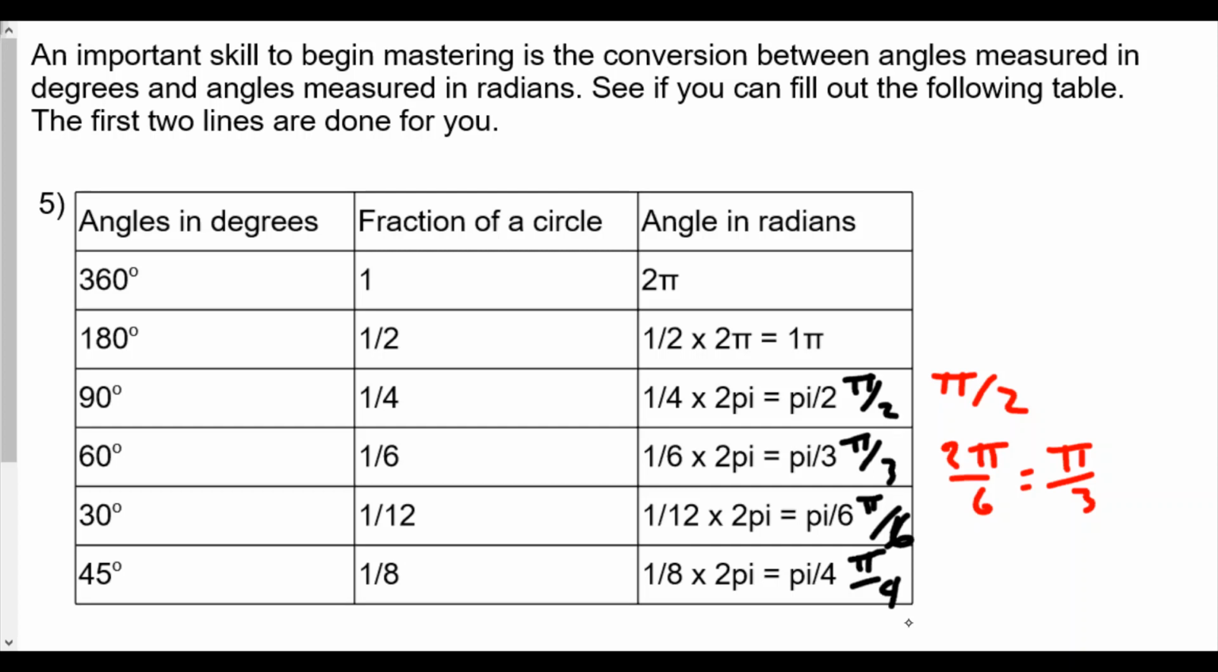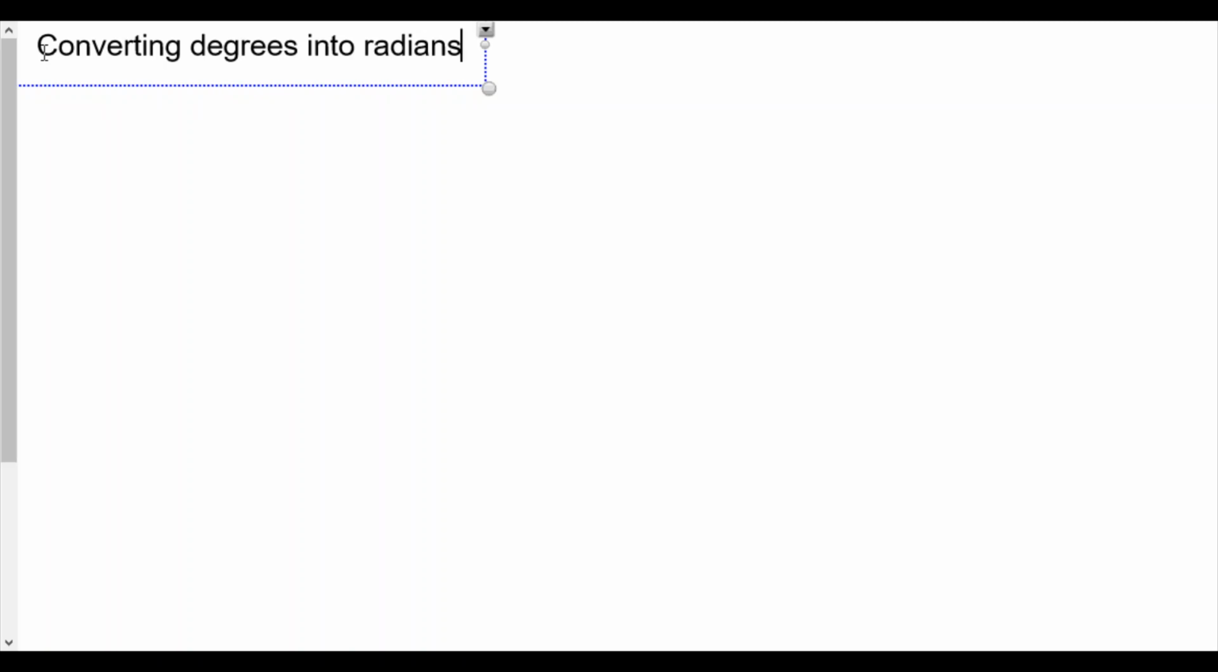Okay, but is there a way to convert these degree measures into radians? And so yes, there is. Here we go. We're going to write ourselves a formula, a rule in this case, for converting degrees into radians.